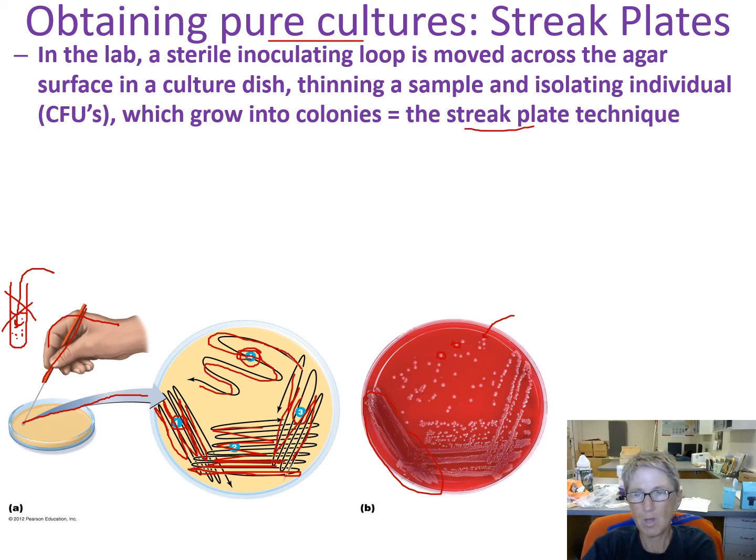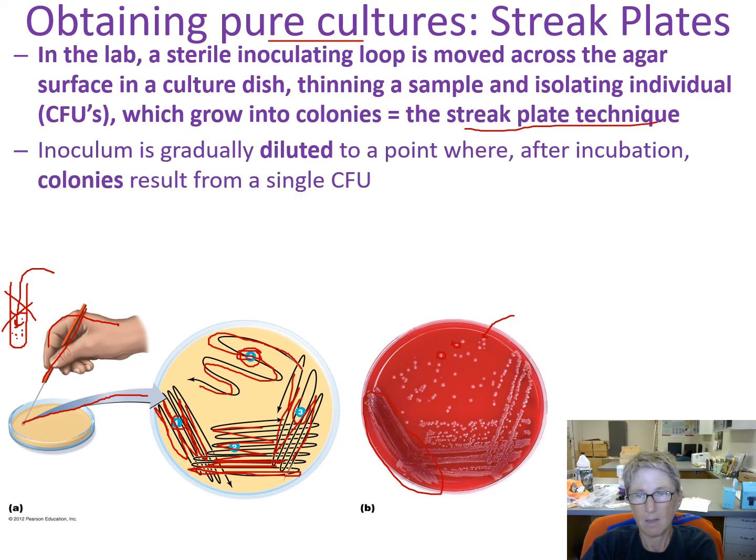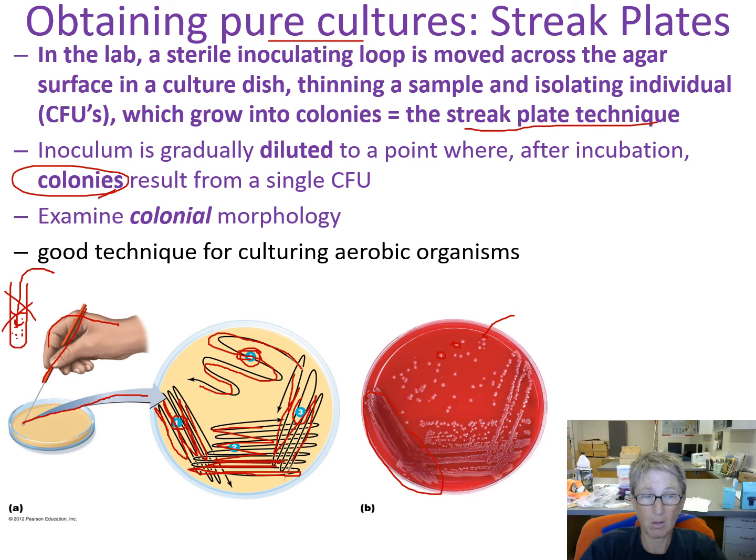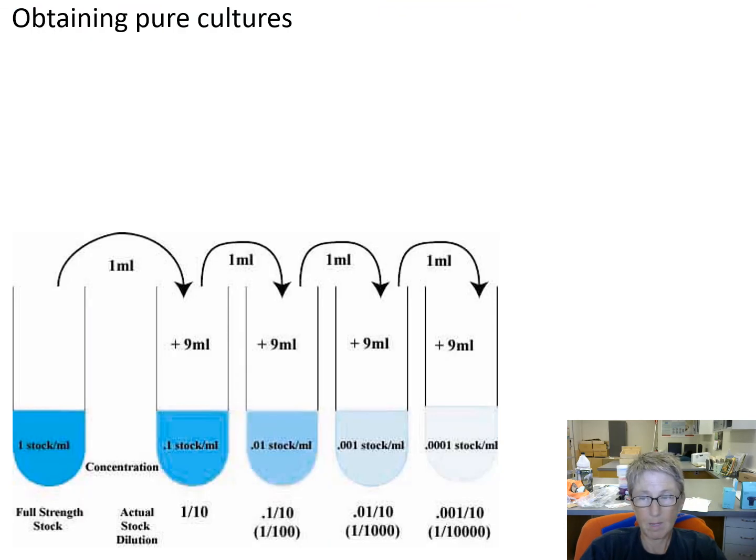Okay, this is called the streak plate technique to isolate individual CFUs, or colony forming units. And as I said, the inoculum, that's when you put your inoculating loop in and get some sample, that's an inoculum. You gradually dilute it to a point where you can see colonies from a single colony forming unit. And then you can examine the colony morphology. This is a good technique for culturing aerobic organisms, because obviously they're going to be in oxygen, so they have to be anaerobes.